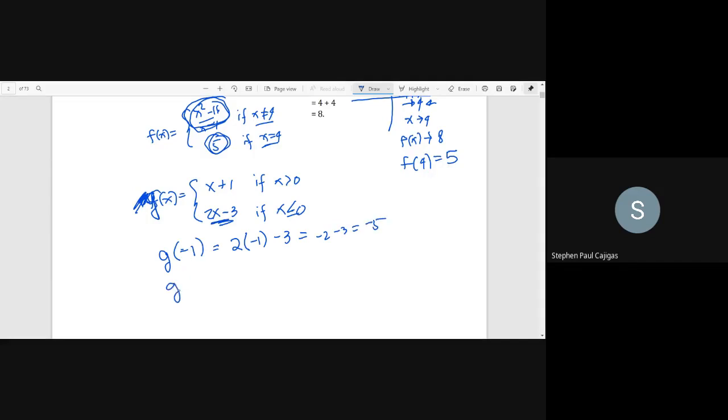Now what is g of 2? Is this greater than 0 or less than or equal to 0? Greater than. So this is the one we will use. So we substitute 2 plus 1, so equal to 3.